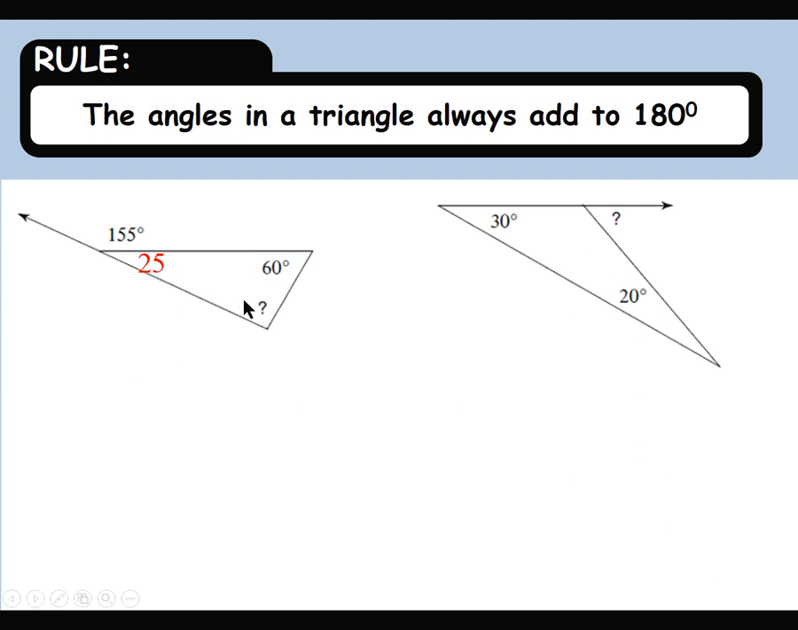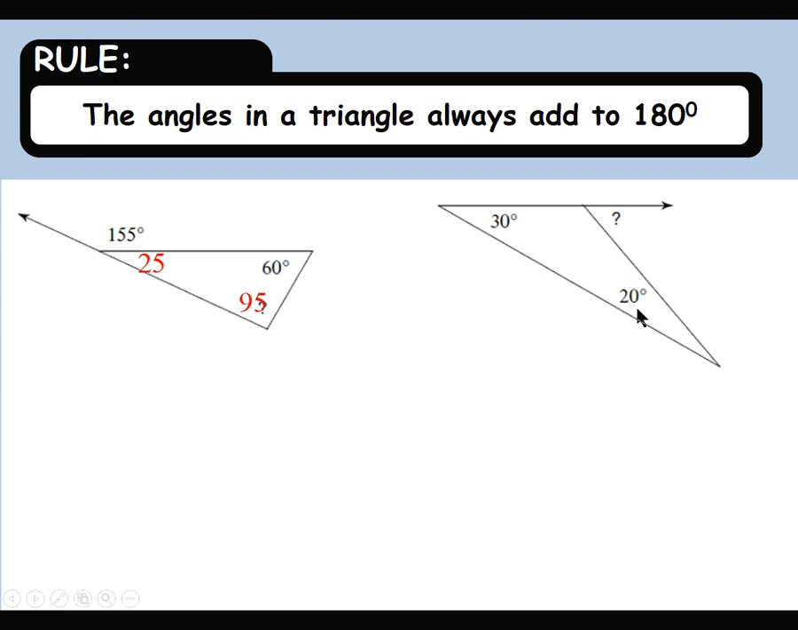Now, these three angles inside the triangle have to add to 180. So we can simply take 180 and subtract these two to find that missing angle. And that missing angle is going to turn out to be 95. Now, the shortcut that we just talked about in the last one is that these two, the 60 and the unknown one, have to add to 155. So you could jump to this answer by simply doing 155 minus 60, and you go straight to getting 95.